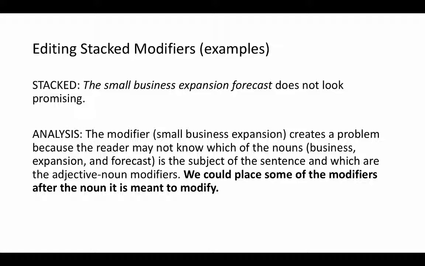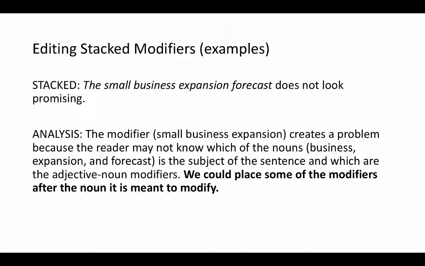Small business expansion creates a problem because the reader may not know which of the nouns, business, expansion, forecast, is actually the subject of the sentence, and which are the ones that are the modifiers. Now, you could probably think for a moment about what the meaning of the sentence might be, but what we don't want is for readers to have to take that moment to figure out what's going on with the text.